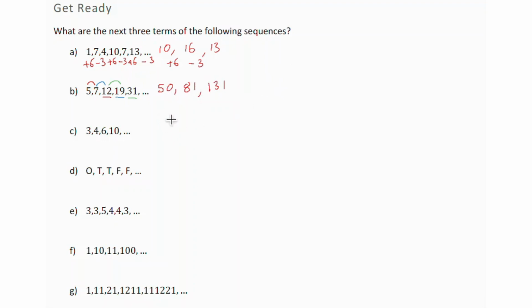For part C, this one again is a little bit trickier to spot. There is a single thing going from term to term, and the rule would be double and subtract 2. So double 3 is 6, minus 2 is 4. Double 4 is 8, minus 2 is 6. Double 6 is 12, minus 2 is 10. So double 10 is 20, minus 2 is 18. Double 18 is 36, minus 2 is 34. Double 34 is 68, minus 2 is 66.